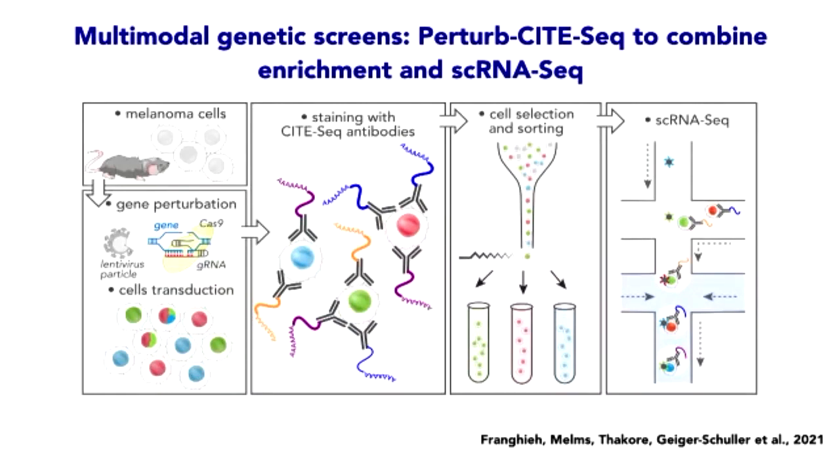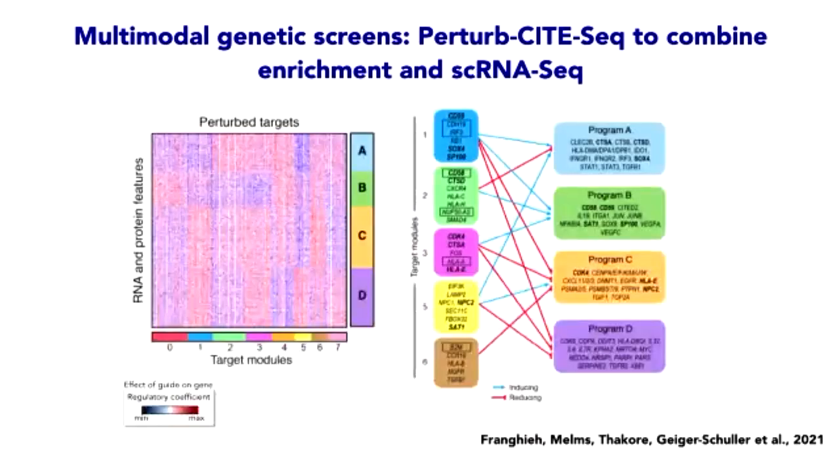CITE-Seq is a technology which captures cell surface proteins using antibodies. So Perturb-CITE-Seq has an additional step of staining with CITE-Seq antibodies, followed by single-cell RNA-seq, such that we get both protein and RNA readouts. Of course, we can't profile the entire proteome. It's usually a small set of predetermined cell surface proteins of interest.